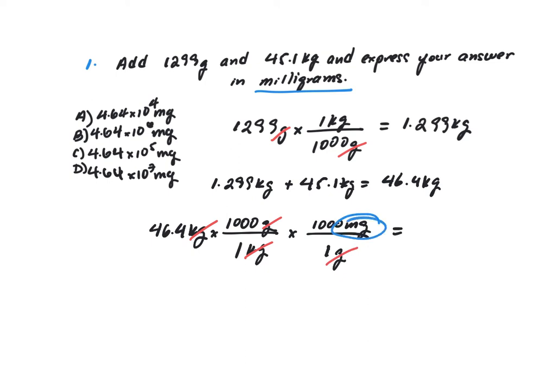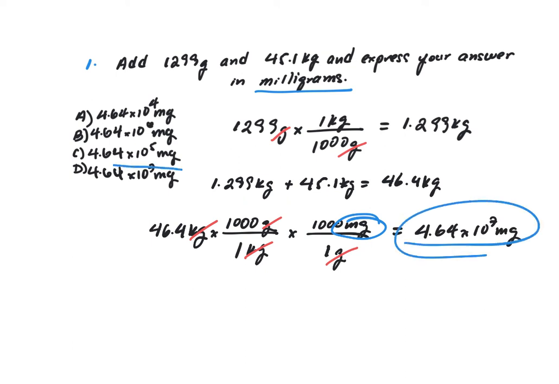So once you do this calculation, you get 4.64 times 10 to the 7 milligrams. So the answer in the end is going to be D, 4.64.